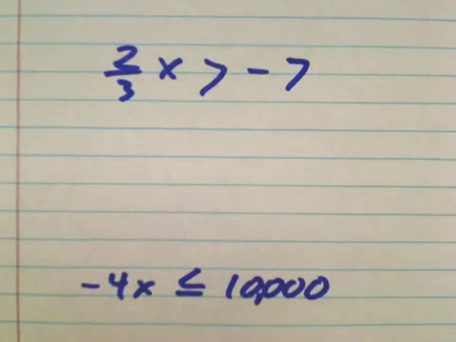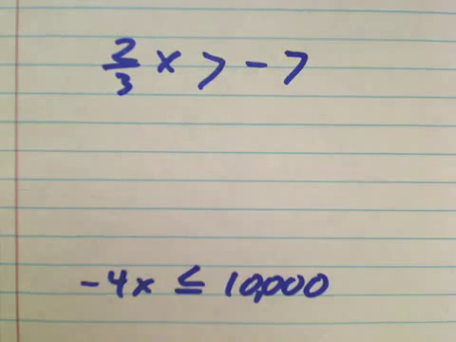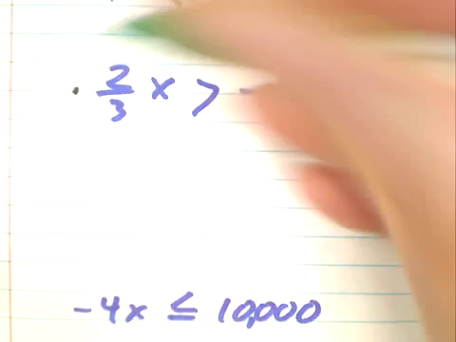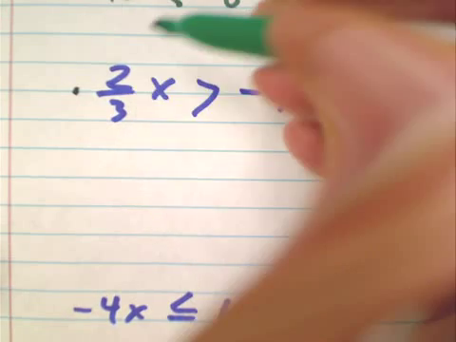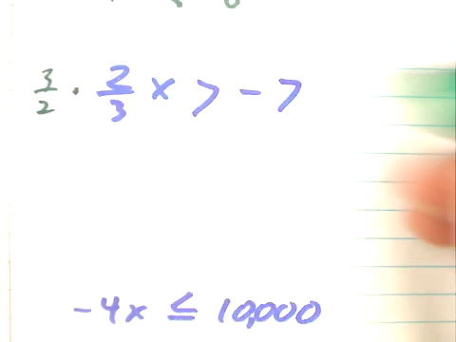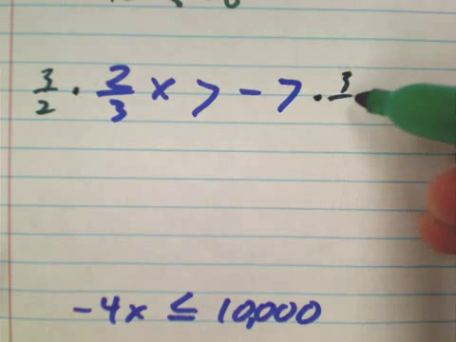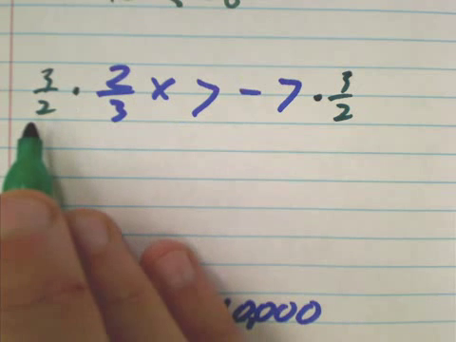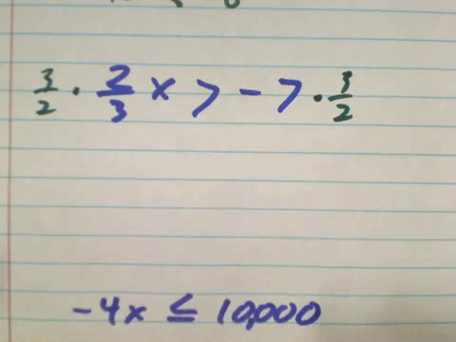Good. So this example here, I have 2/3 x is greater than -7. And to get rid of 2/3, I'm going to multiply by 2/3. I'm sorry, multiply by the reciprocal, by 3/2. You could do it in two steps: multiply by 3 and then divide by 2. I like to do it all in one step, just multiply by 3/2.